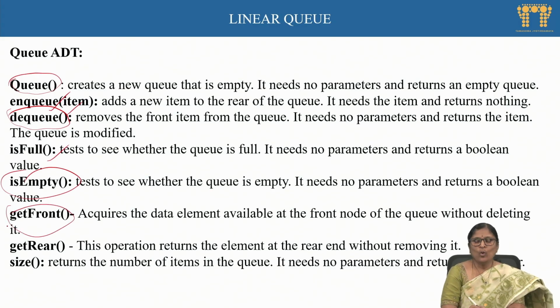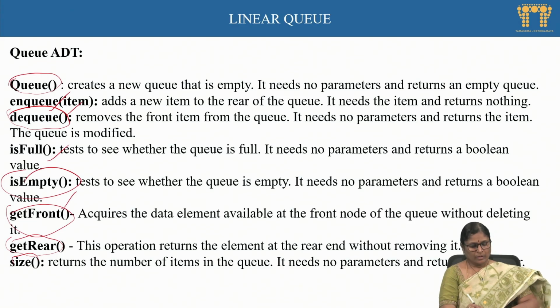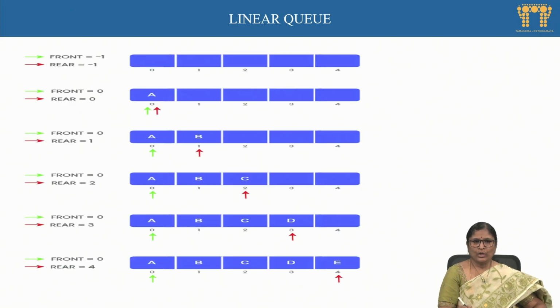getFront: I want to find out what element is present at the front end, so you can do it using the getFront operation. getRear is going to acquire the data element present at the rear end. The size is going to say the number of elements currently in a queue. This is about the ADT of the queue.